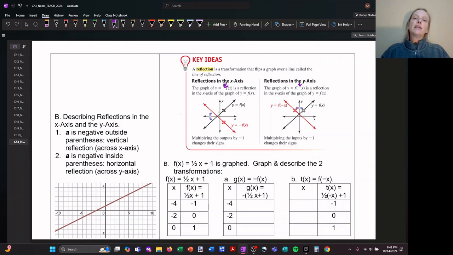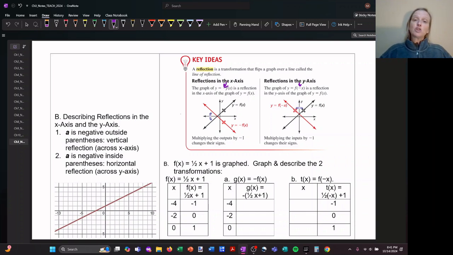If you multiply by -1, you're going to cause a reflection. Now, if that -1 is being multiplied outside the parentheses, remember outside the parentheses means in the vertical direction, in the y direction. And that means we're actually reflecting across the x-axis. If you're reflecting across the x-axis, that's in the y direction. On the other hand, if the multiplication by -1 happens inside parentheses, that's a horizontal change. That's because you're reflecting across the y-axis.